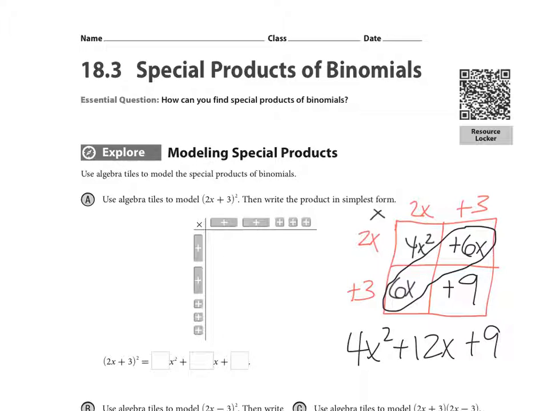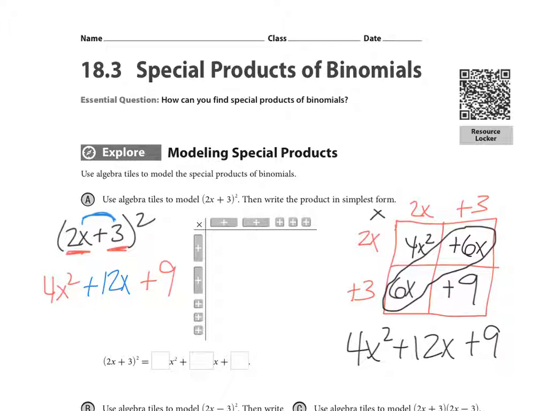Now, the thing I like about the Punnett square here is that it does lead us to a shortcut rule, which is whenever you have a binomial that is squared, what do you do? You take the first term and you square it. You take the second term and you square it. So what do you do to get the middle term? You multiply these and double. 2x times 3 would be 6x. You double that and you get 12x.